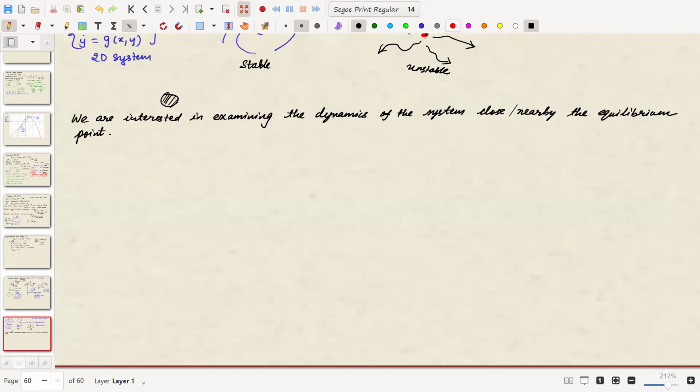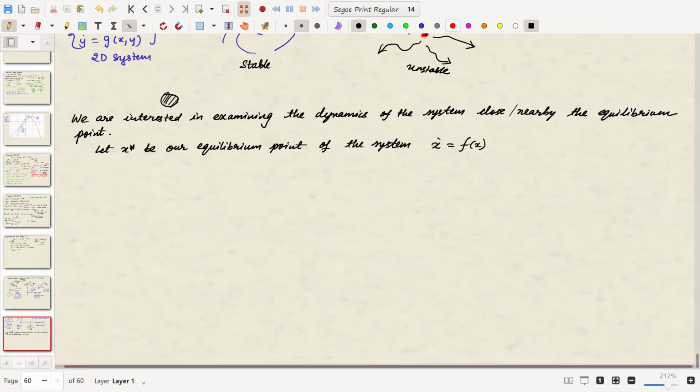For that, let x star be our equilibrium point of the system x dot equals f of x. Then I take a small perturbation around that equilibrium point. How can I take the small perturbation? That small perturbation is x of t, and that is x star plus a small tiny disturbance.